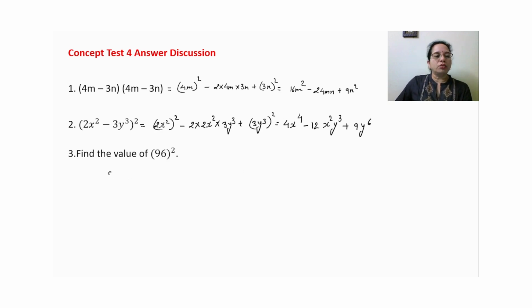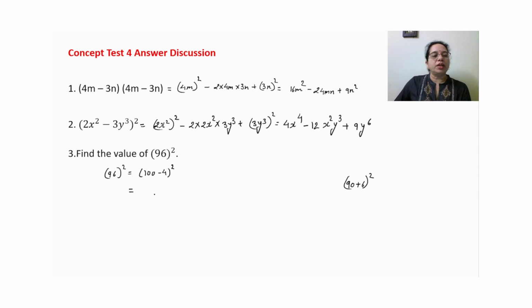Now, how can you write down this 96 whole square? You can write this as (100 minus 4) whole square. Or you can write this as (90 plus 6) whole square. Also, your answer will be same. But just try to find out which one is more easier for you.